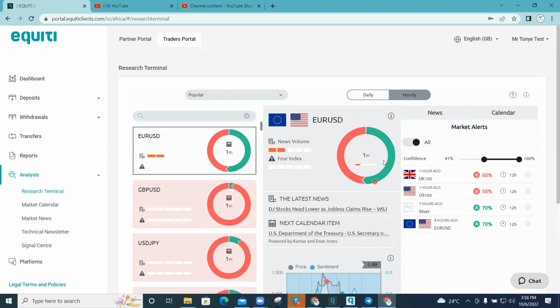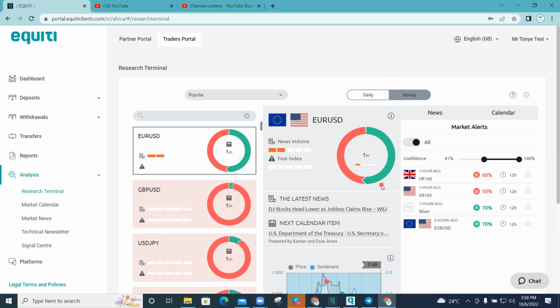Let's use a very good example, like Euro USD we have here. If you watch carefully, we have equal red and equal green. But how do we know which is dominating the market? We would know by the color having this arrow. If you watch carefully in this circle, it is the green that has the arrow. So it simply means that at the moment on Euro USD, the bulls are dominating the market.